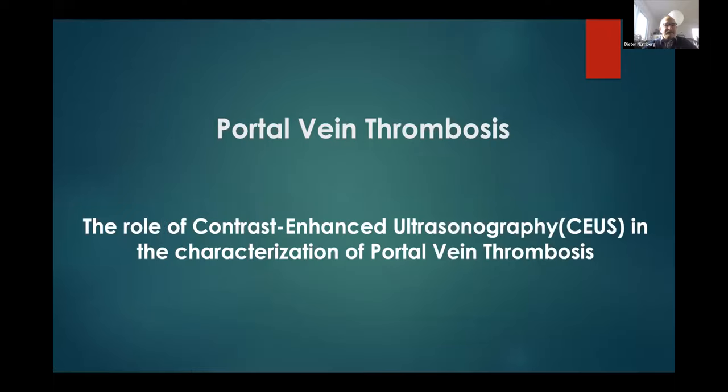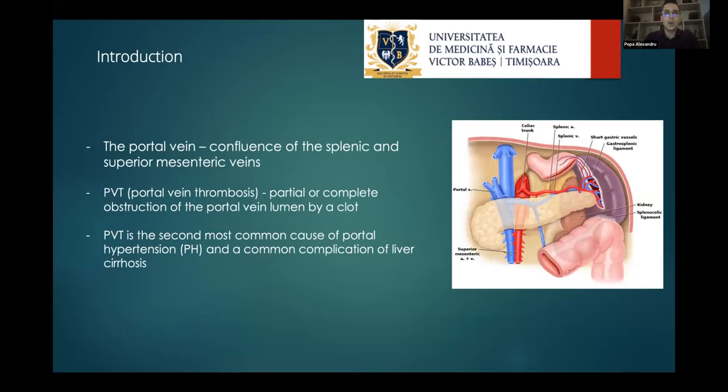Perfect. I'm a PhD student in the Department of Gastroenterology of the University of Medicine from Timișoara. Today, as a follow-up of the question from before about the differentiation between malignant and benign thrombosis, I will talk about portal vein thrombosis and the role of contrast-enhanced ultrasonography in its characterization. As we all know, the portal vein is the main vessel of the portal venous system, resulting from the confluence of the splenic and superior mesenteric veins. Practically, the portal vein drains the blood from the gastrointestinal tract, gallbladder, pancreas, and spleen to the liver.